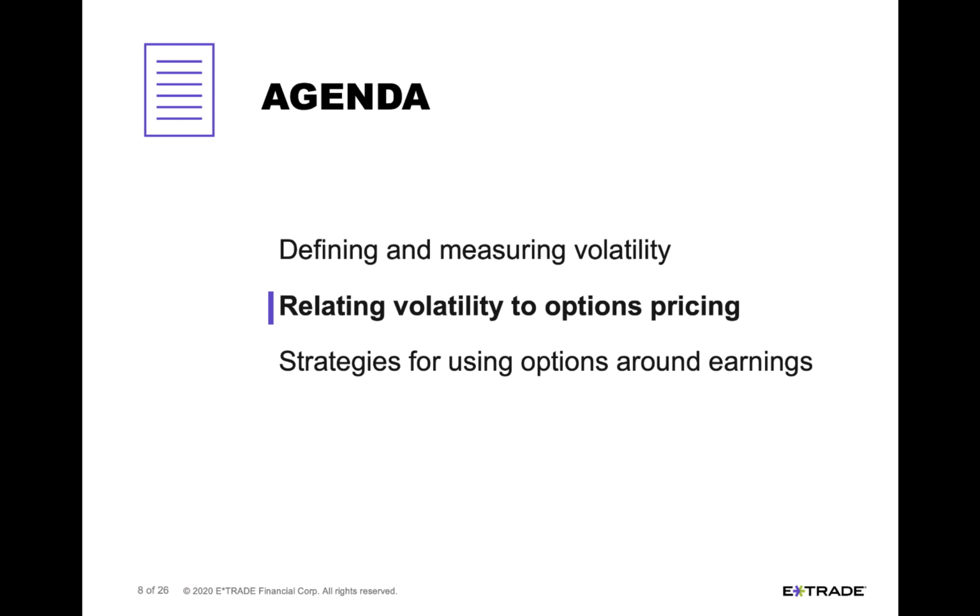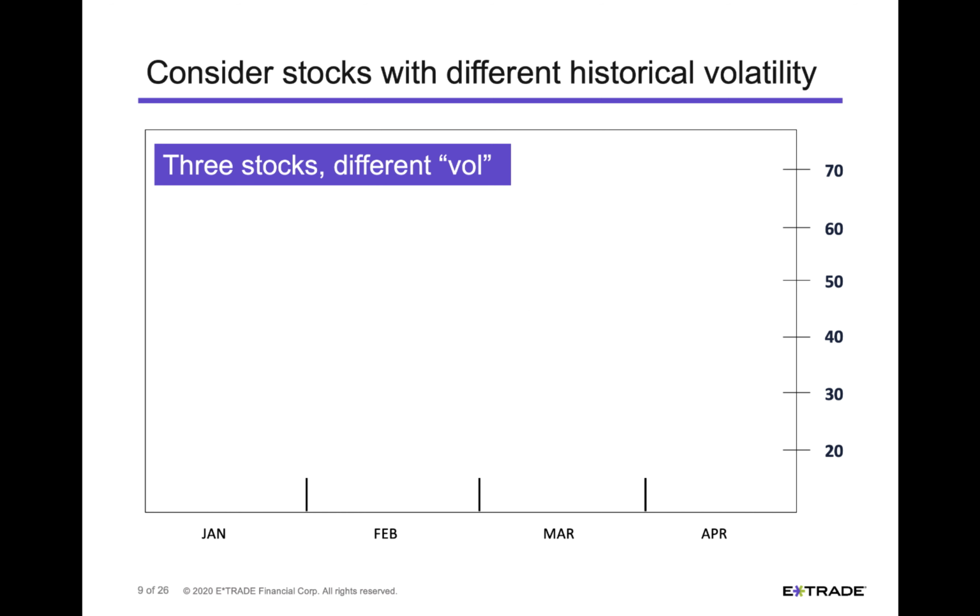Okay, and don't worry, we'll be going back to Tesla. That's one of the examples that I'm using here. Okay, so let's get into relating volatility to options pricing here. We'll slow things down a little bit and go back to the historical volatility thing. I'd like you to consider 3 different stocks, and those 3 stocks have different historical volatility. So we're going to normalize everything else about these 3 stocks except for their volatility.